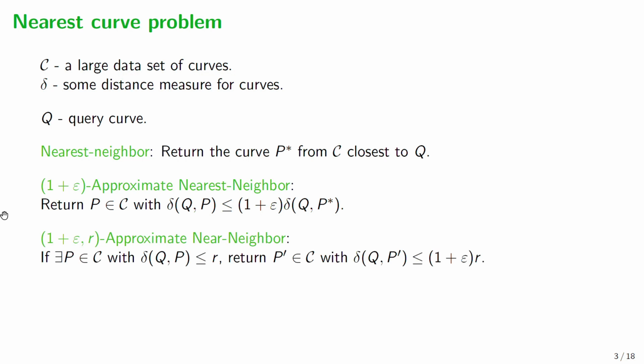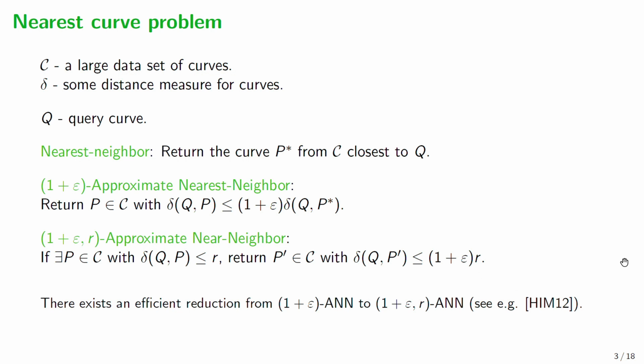To solve the approximation version, we can first consider a decision version of the problem, in which we are also given a distance parameter r. The guarantee in this case is that if there exists a curve P in the dataset within distance r of Q, then we return some curve P prime within distance 1 plus epsilon times r. And there exists an efficient reduction between the approximation problem and the approximate decision problem, and therefore we can focus on the decision problem.